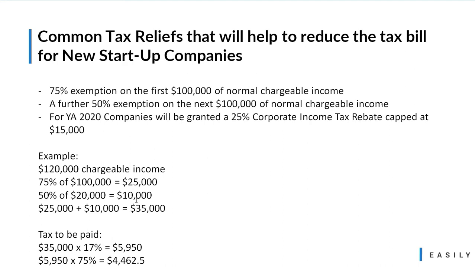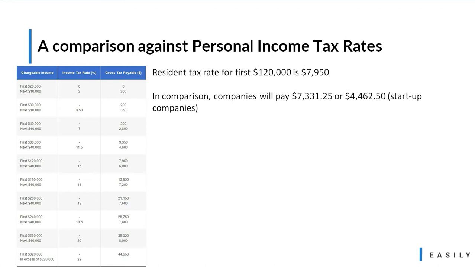So altogether you take 25,000 plus 10,000, which is 35,000. So the tax to be paid is 17% of 35,000, which is $5,950. Then like I mentioned before, there's a 25% corporate income tax rebate capped at 15,000. Then you take 5,950 multiplied by 75% because you don't need to pay the 25%, so it is $4,462.50.